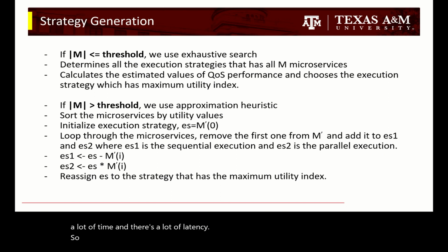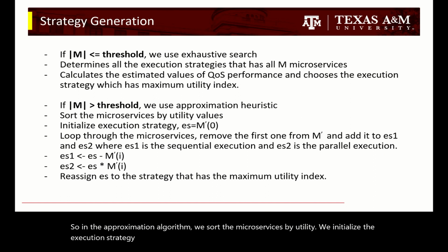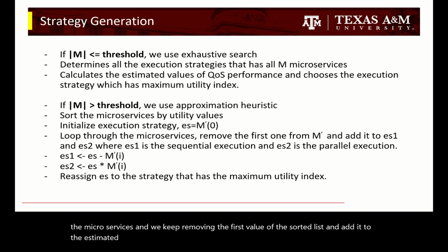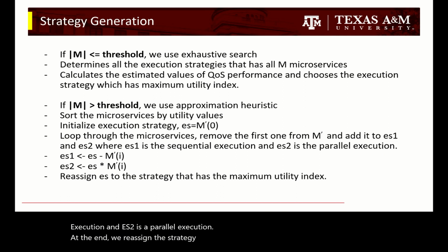In the approximation algorithm, we sort the microservices by utility. We initialize the execution strategy ES to the first value of the sorted microservices. We loop through the microservices and keep removing the first value of the sorted list and add it to the estimated strategies ES1 and ES2. ES1 is a sequential execution and ES2 is a parallel execution. At the end, we reassign the strategy that has the maximum utility index to ES.